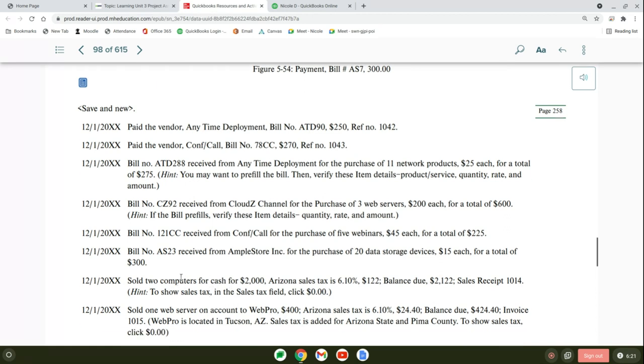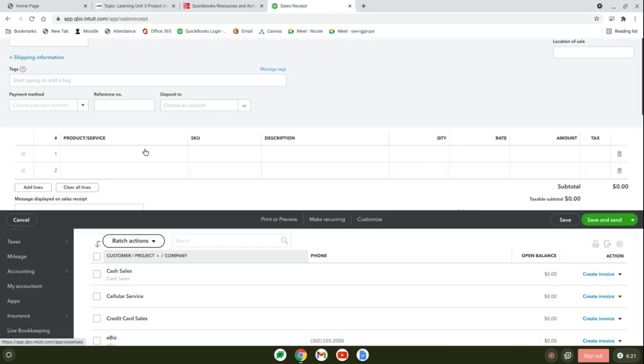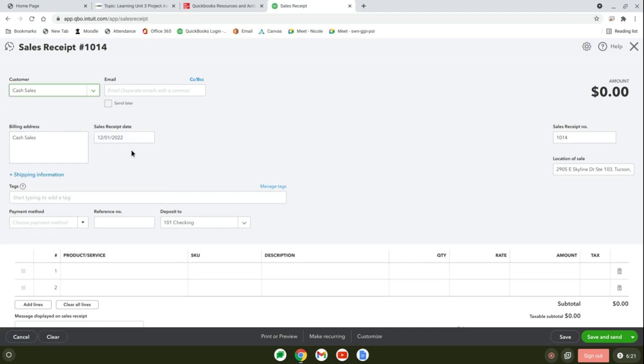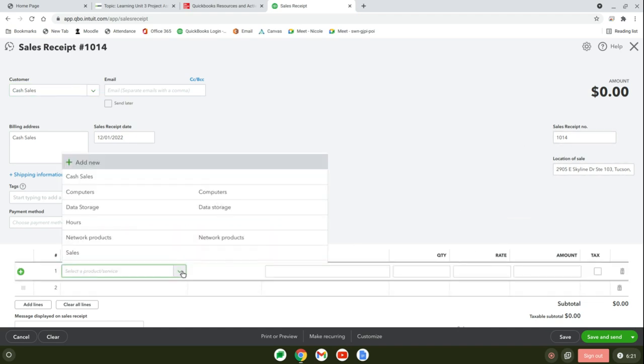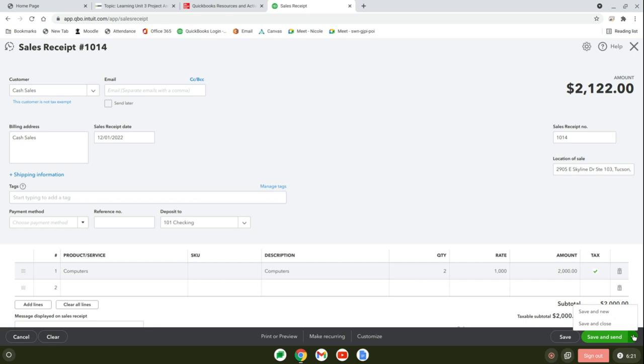It tells you here, sales receipt, you should be on 1014. So plus sign new, 5th one down, sales receipt. And since we're paying, it's cash paying customer, we're going to go to cash sales. Same date, 12/1. We should be on 1014. For the product or service, you're going to select computers. We sold 2 of them. And that's going to be, is it going to be save and new? No, it's actually save and close.